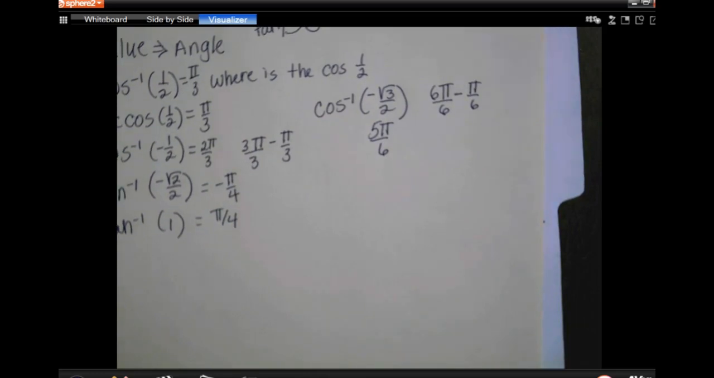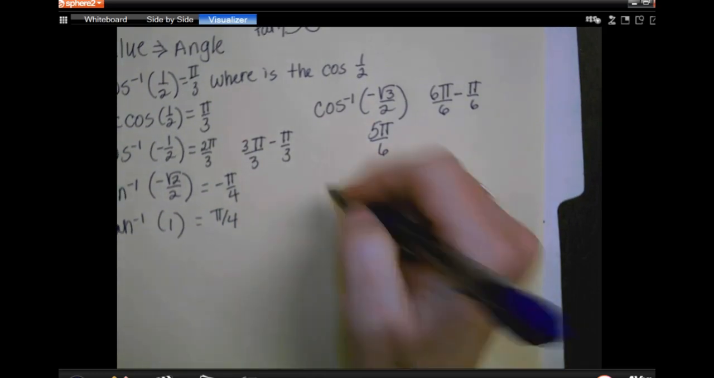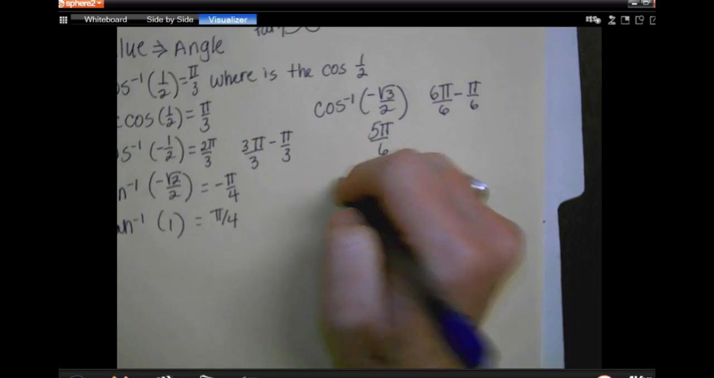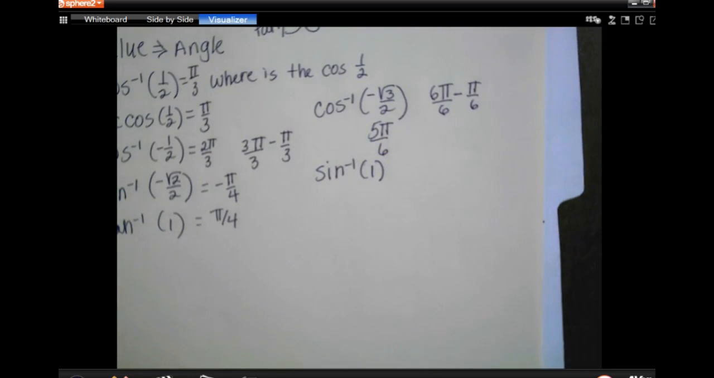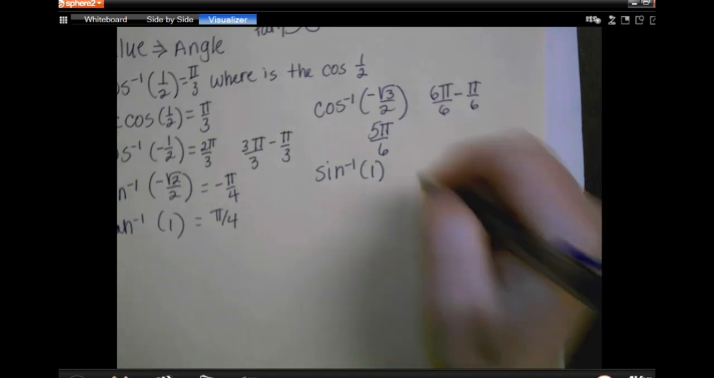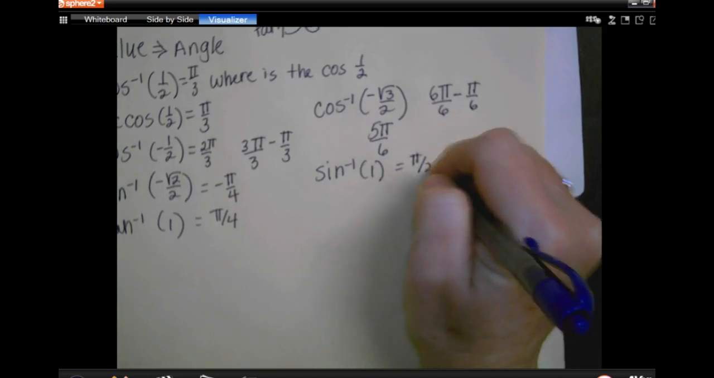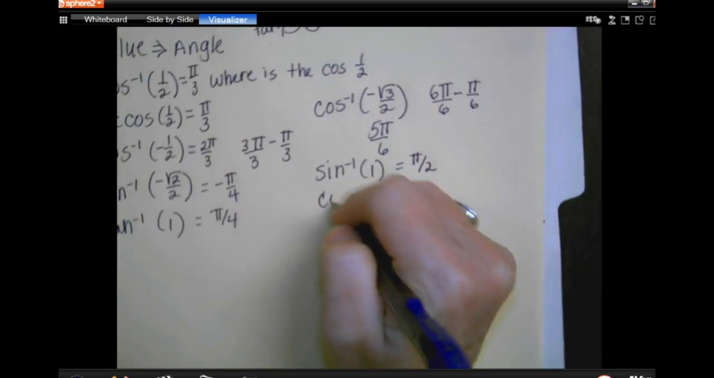Are we good? So if we have quadrantals, the inverse sine of 1. Where's the sine 1? Just think about the circle. Where is y 1? Pi over 2. Where's the cosine 0?